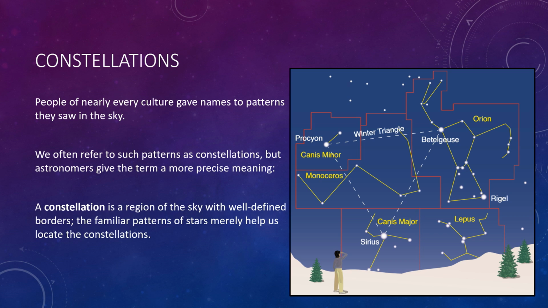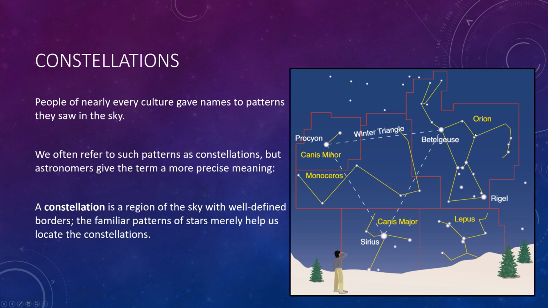First of all, people of nearly every culture gave names to patterns that they saw in the sky. We usually refer to such patterns as constellations, but to astronomers, the term has a more precise meaning. A constellation is a region of the sky with well-defined borders. The familiar patterns of stars merely help us locate constellations. This is actually a common misunderstanding: a constellation is not a pattern of stars. A constellation is a boundary or bordered region in the night sky.